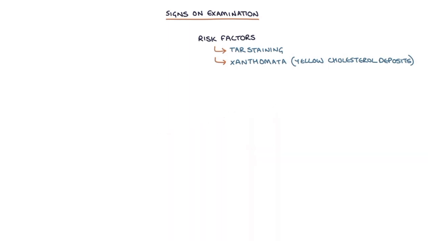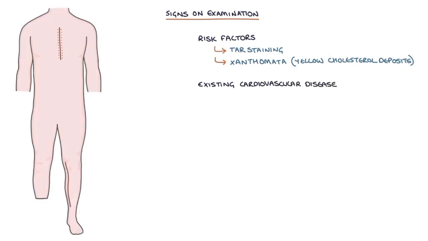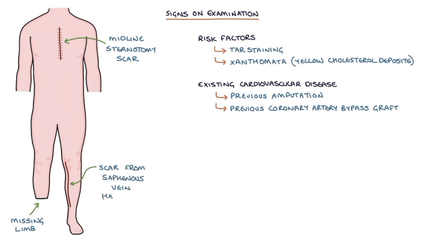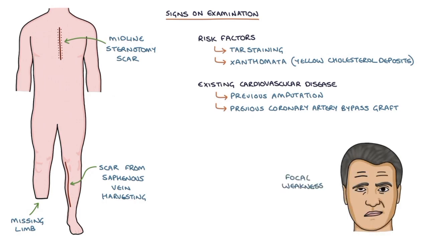You can look for signs of existing cardiovascular disease, such as missing limbs or digits after previous amputations for critical limb ischemia, midline stenotomy scar, which can indicate a previous coronary artery bypass graft, a scar on the inner calf for saphenous vein harvesting, which may indicate a previous coronary artery bypass graft, and focal weakness, which may suggest a previous stroke.